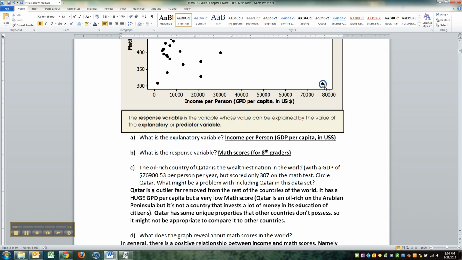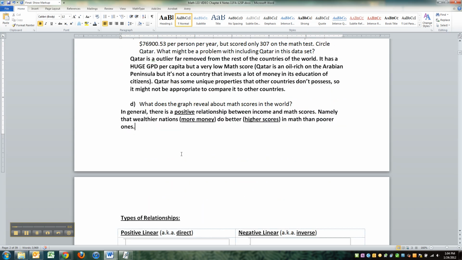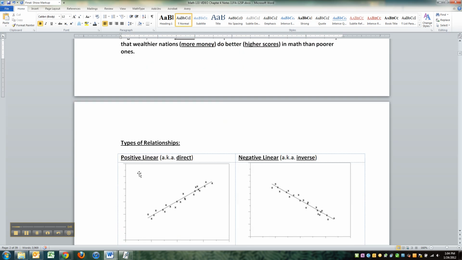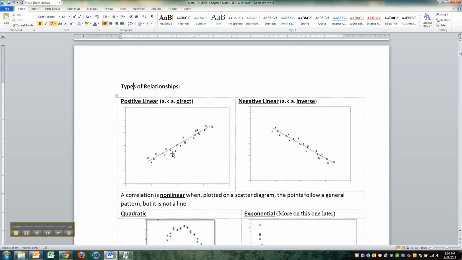If that was the case, Qatar would be impossible. It's not a cause and effect. It's just that there are things going on together here, and that money and higher scores tend to go together. But it doesn't mean that one thing is causing the other necessarily. All right, so that leads to types of relationships because what we're talking about there is this kind of relationship. It's positive and it's linear. As X increases, Y increases. As the money increases in a country, the math scores tend to increase in a country, if that makes sense.